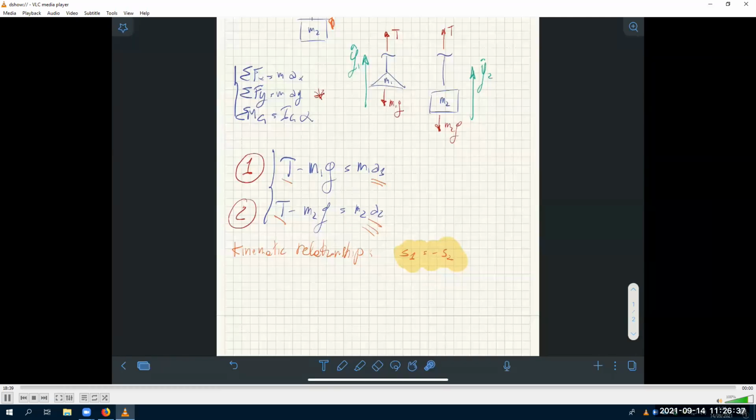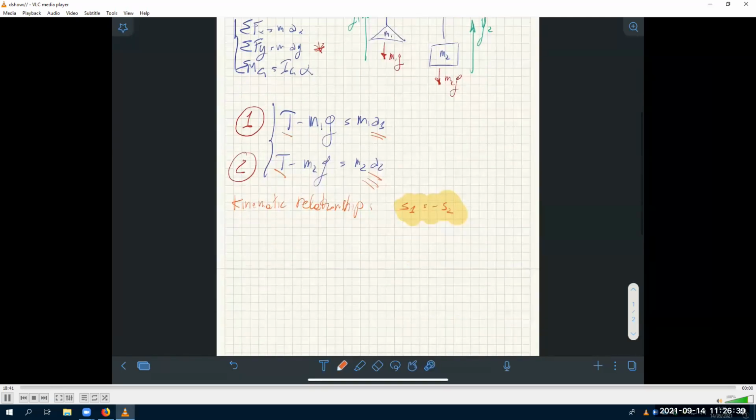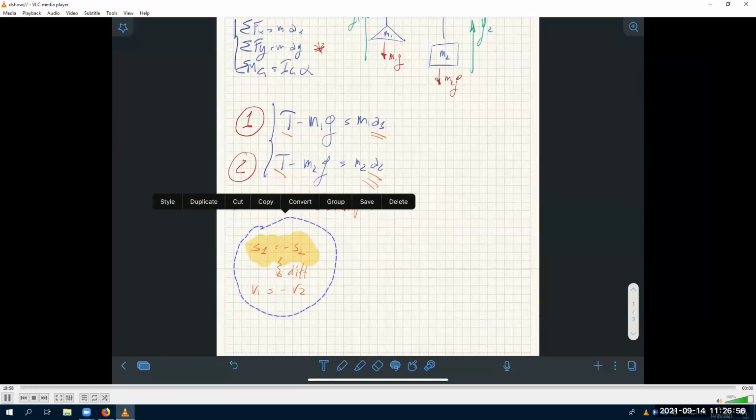Okay, so let's differentiate once, we get V1 equals minus V2, and differentiate it one more time. Let me rearrange this, sorry, because I don't like this. So let me do this here.